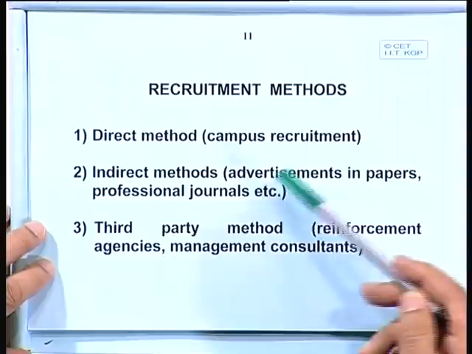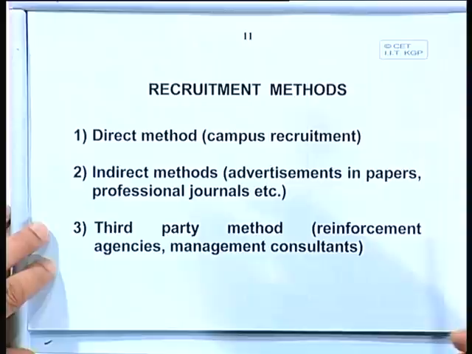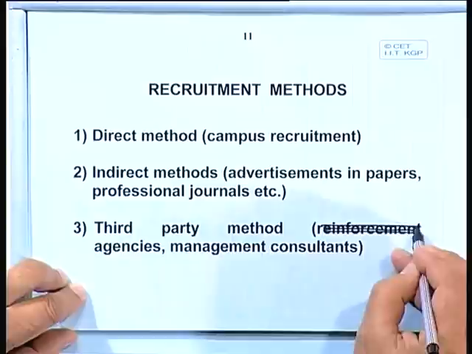And this is just some of the methods. Recruitment methods are, direct method is campus recruitment, indirect method advertising in papers, professional journals, etcetera. Why do they call this direct? Because it is one to one. You have the potential hires who are right there, and the hirers go straight and meet the prospective employees directly. This is through a medium, you do not go directly. You go to newspaper advertisements, then they come to you. So, it is indirect. Third party method is recruitment agencies.